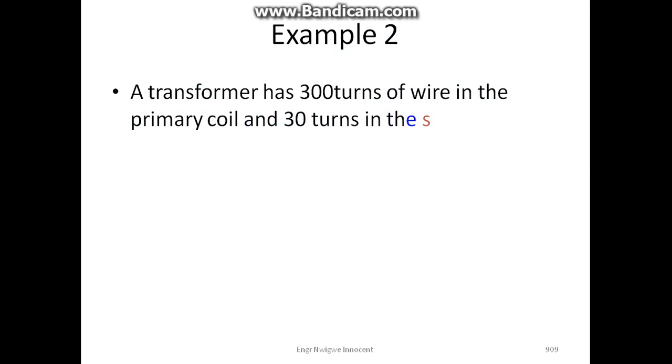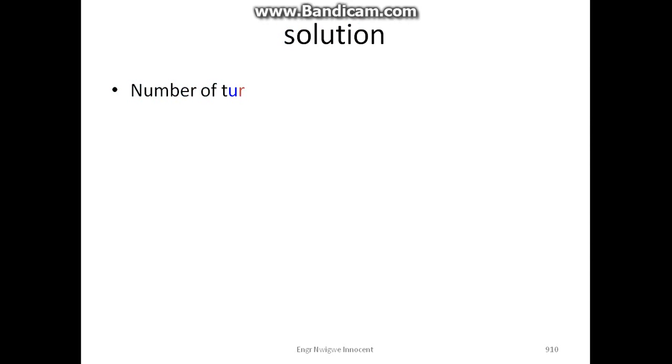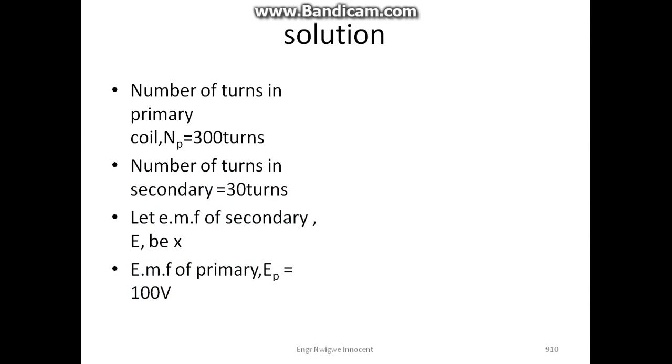Example 2. A transformer has 300 turns of wire in the primary coil and 30 turns in the secondary coil. If the input voltage is 100 volts, find the output voltage. Solution. Number of turns in primary coil NP equals 300 turns. Number of turns in secondary equals 30 turns. Let EMF of secondary ES be X. EMF of primary EP equals 100 volts.